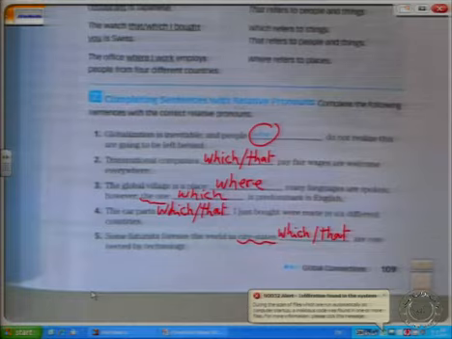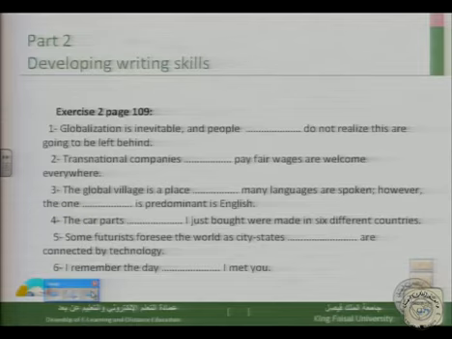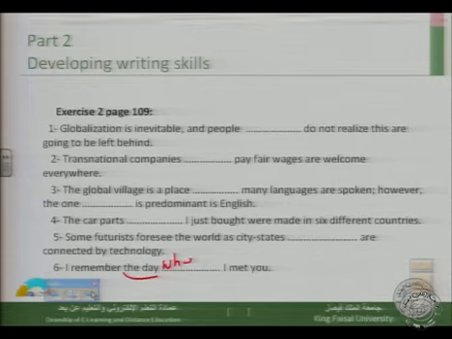We have another sentence in this exercise, which is sentence number 6. I added sentence number 6. It says, I remember the day I met you. And here we have the day. The day is time. So we need to write when here. Our sentence becomes, I remember the day when I met you.